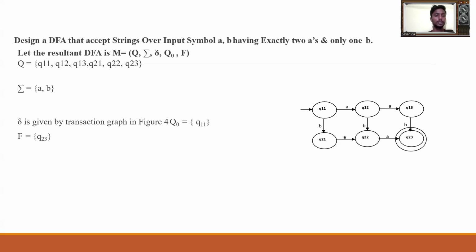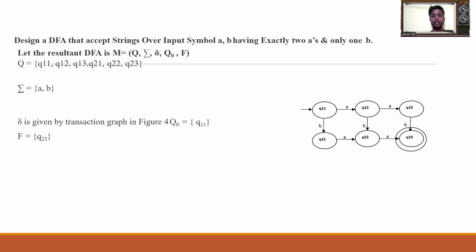Now, as we know, in the question Q is equal to Q11, Q12, Q13, Q21, Q22, Q23. These are the nodes, and we know the resultant number of nodes should be (x+1)(y+1), and sigma is equal to A, B. Now, the transition graph is given in the figure. You can see the figure, and the final state is Q23. As you know, the starting node is Q11.